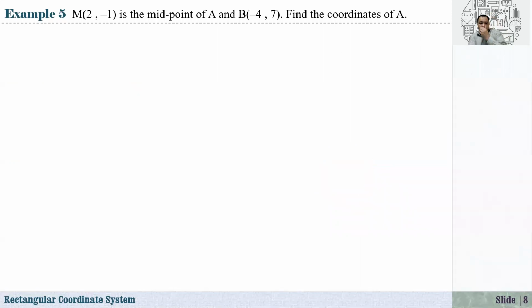Okay, another example. Example 5: M(2, -1) is the midpoint of A and B, where the coordinates of B are -4 and 7. Find the coordinates of A. Usually, if you're given any straight line, let me just draw it, and let's say this point is A and this point is B, and the coordinates of B are -4 and 7. And how about A? I don't know. Let's say the coordinates of A are a and b. And this one is the midpoint, whose coordinates are 2 and -1.